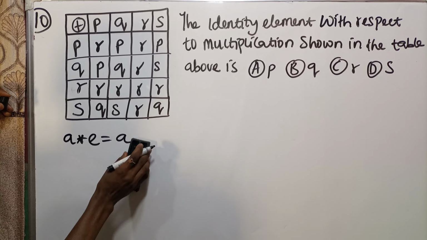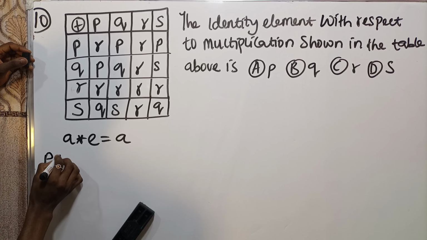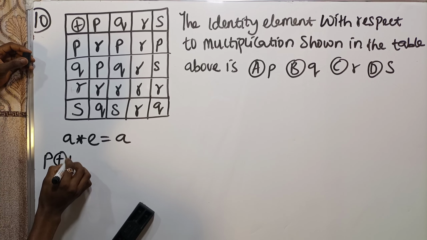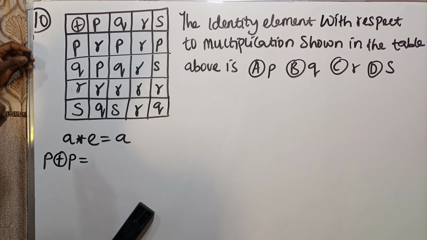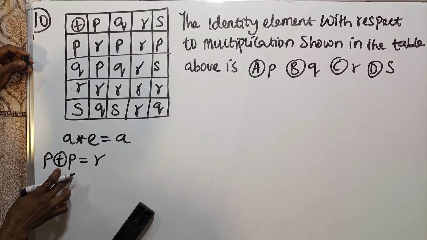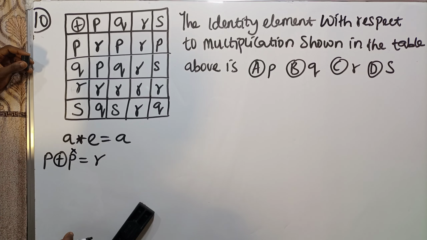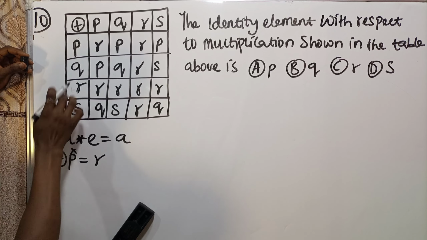So we are going to have P operation P gives us what? R. So does it show that P is an identity element? No. So P has failed us. It is not an identity element. So now let's go to this one.